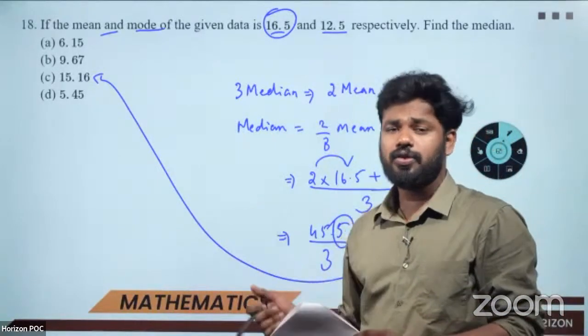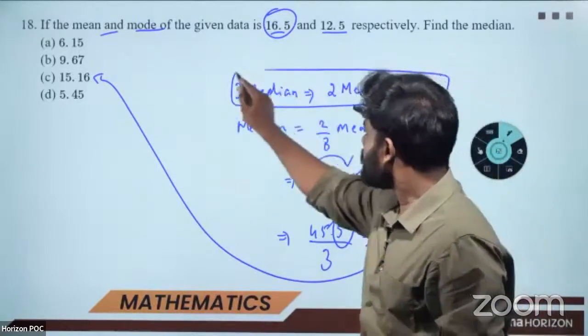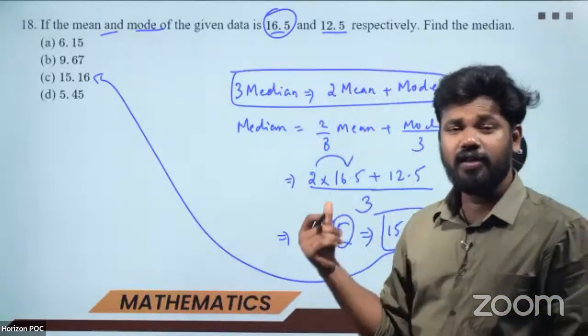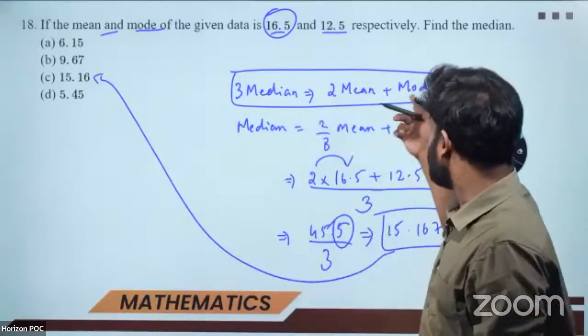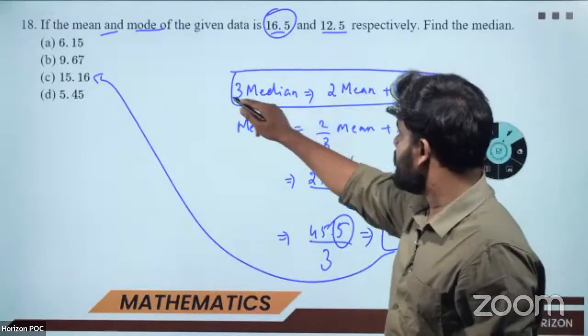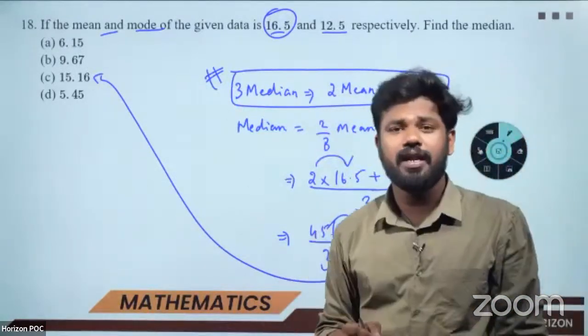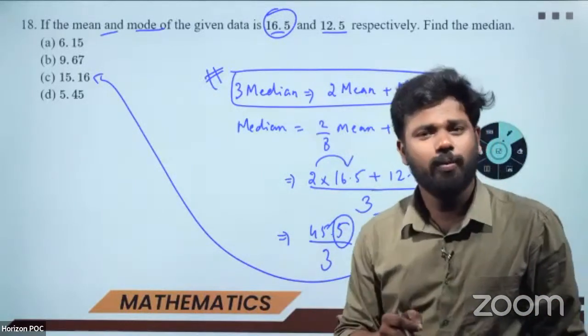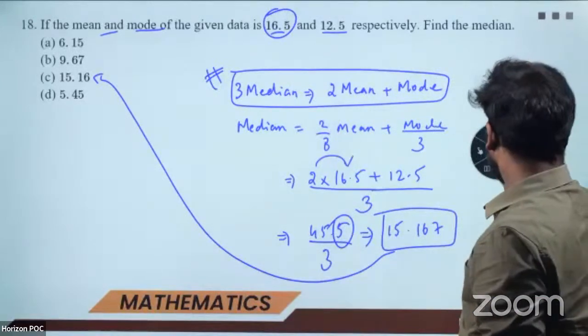Okay, so you understood how to find out this question. So remember this formula, 3 median is equal to 2 mean plus mode. I have written the formula wrong there. I have written it as 3 mode and 3 mean and 2 mode, right? So that formula that I've written there is wrong. This is the exact formula, that is 3 median is equal to 2 mean plus mode. Clear? Got it? Yeah. So let's move on to the next one.